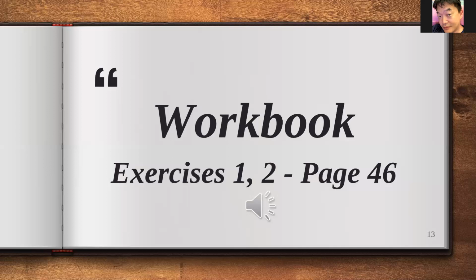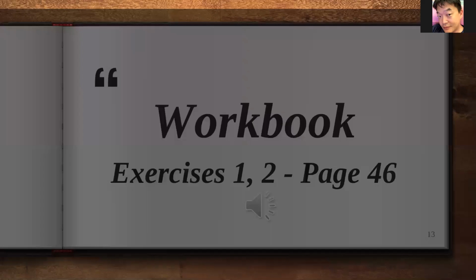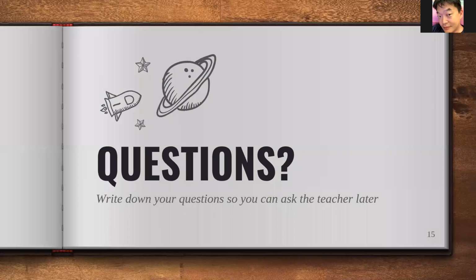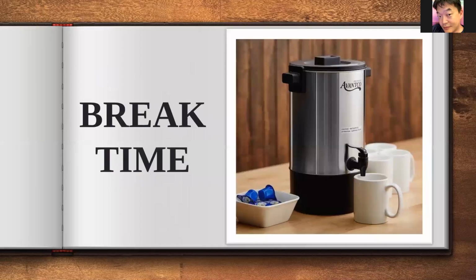Page 47, exercise 3 and 4. I hope you do them later as homework. Okay. So if you have any questions, just let me know. We are gonna now take a short break and get ready for part 2. Okay, let's take a break.